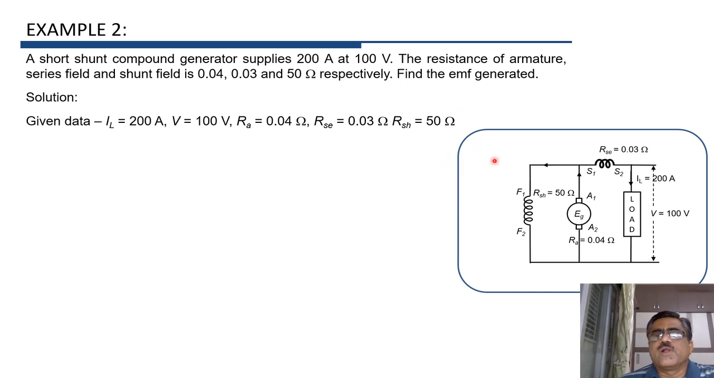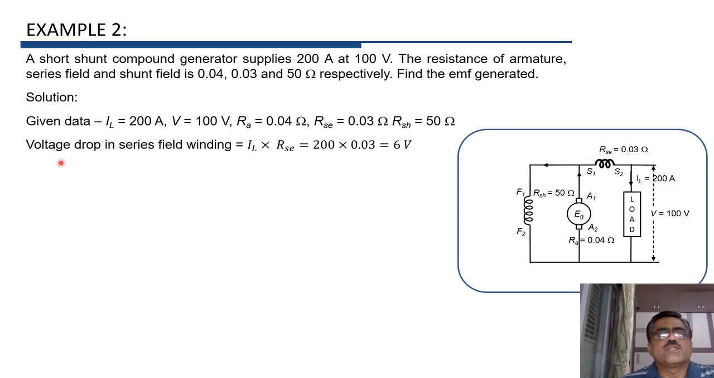Now, first of all, let us calculate the voltage drop in this series field winding. The current in this series field winding is the load current IL, and its resistance is RSE, and therefore voltage drop in series field winding is IL into RSE. So voltage drop in series field winding is load current IL, 200, into RSE. RSE is 0.03, and therefore voltage drop in series field winding is equal to 6 volt. So here the drop is 6 volt.